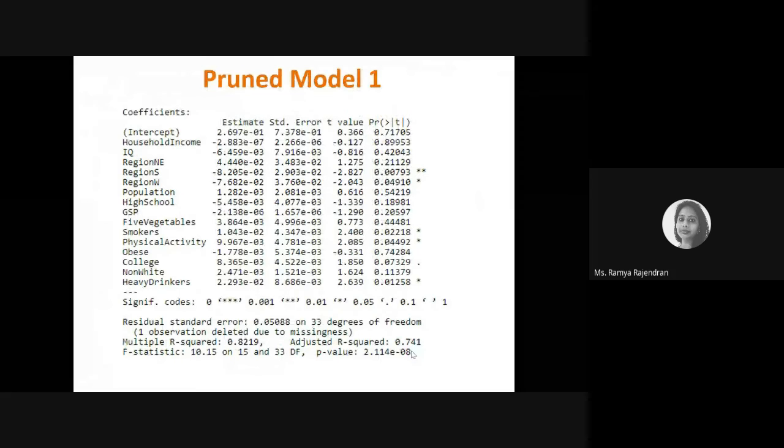So now what is the highest p-value? Here we have household income, which is 0.89953.